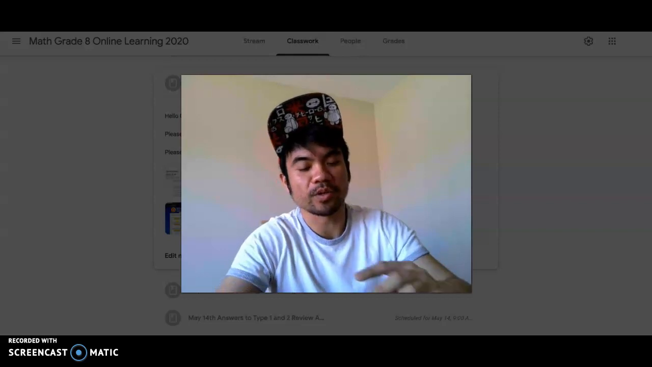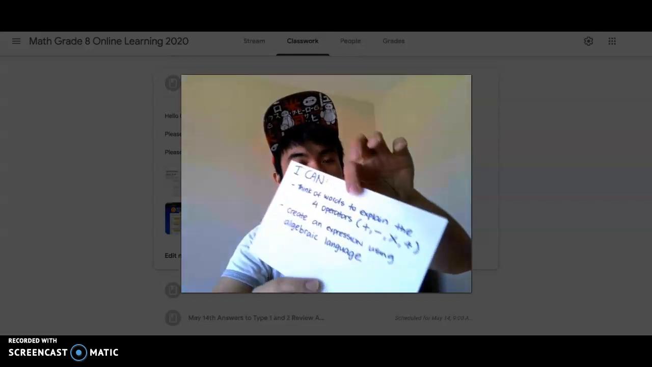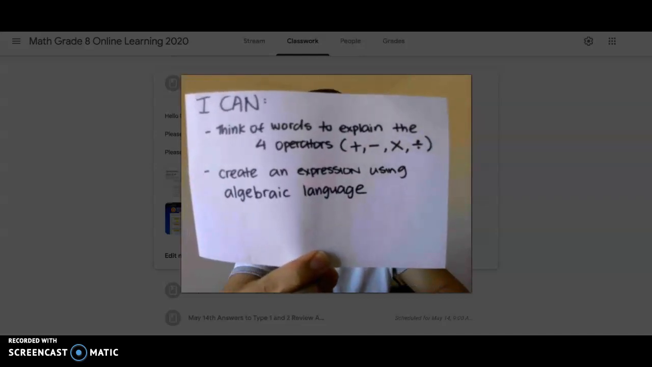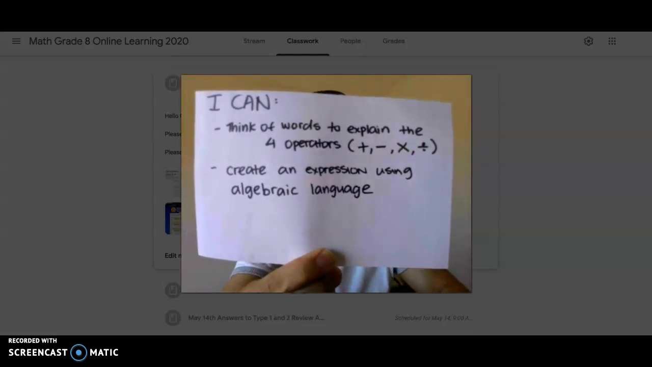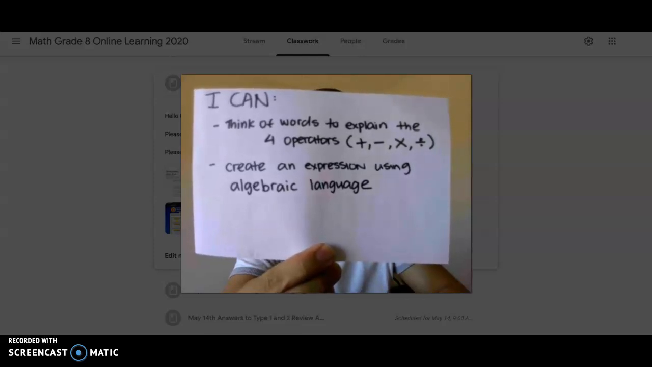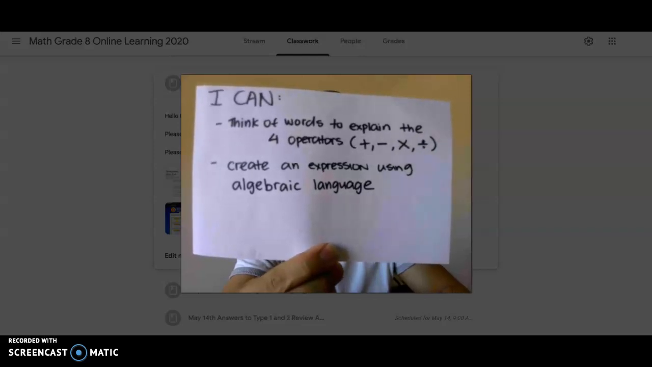For today, we are going to do the following. I can think of words to explain the four operators. Four operators meaning adding, subtracting, multiplying, and dividing. I can create an expression or equation using algebraic language.